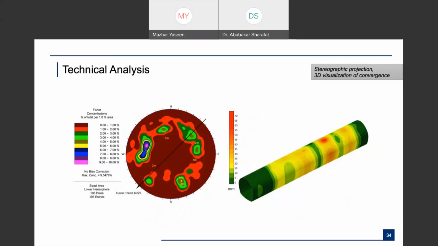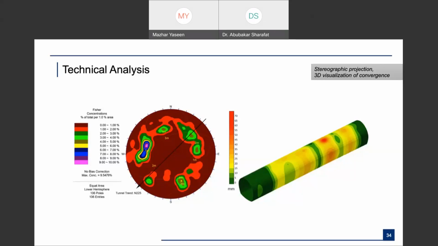Okay, let me give you an example. On the left side, this is a stereographic map which shows you what type of failures can occur in a tunnel, and based on this information you can design the rock support, or modify your tunneling method. On the right side is a 3D visualization of the convergence. By looking at this model, you clearly see the red portion has a lot of convergence, so maybe you can go and do some treatment at that portion.